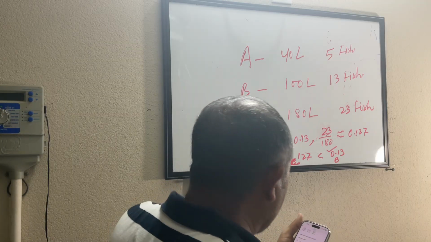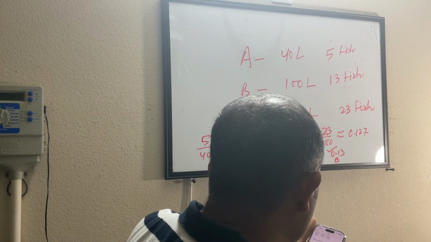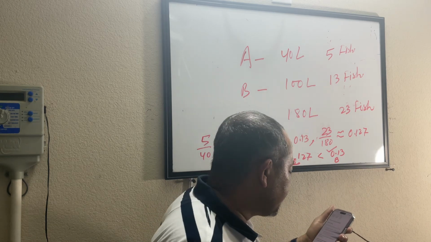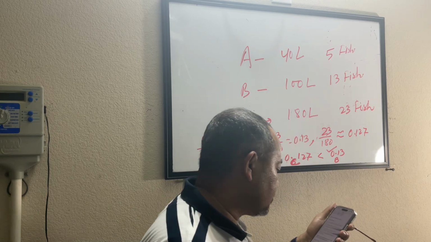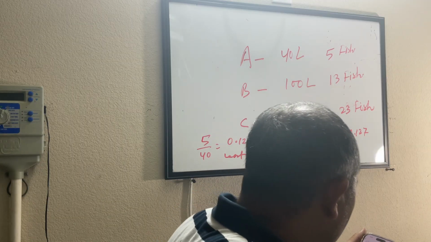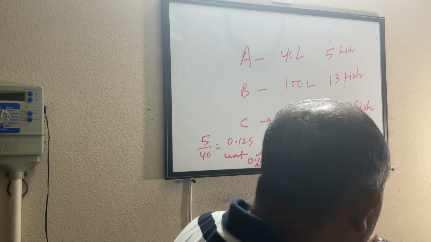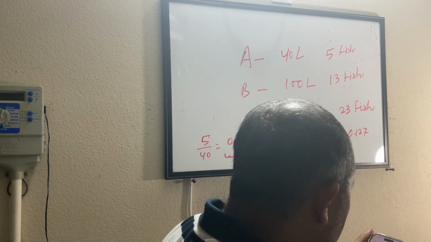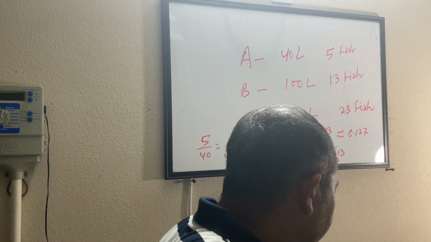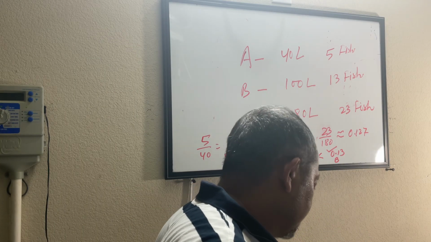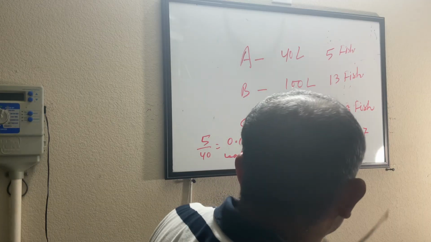Now we have to choose one answer. First answer is 0.13 is less than 0.125. Option B is Madalena ordered by number of fish instead of by volume per fish. Option C is Madalena calculated fish per liter instead of liters per fish.